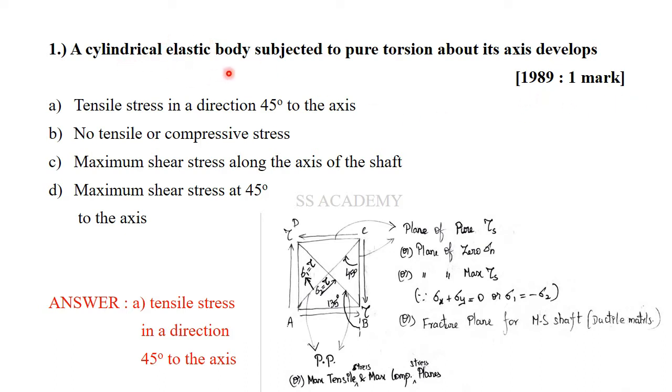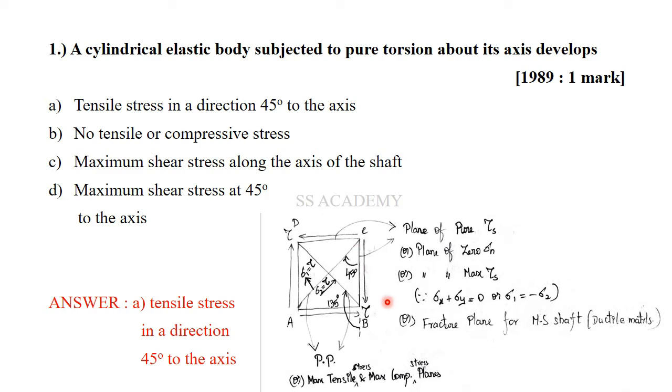Actually, a cylindrical elastic body means we can take it as a shaft, a cylindrical shaft. Subjected to pure torsion means pure rotation. In such a case, we can consider a point on the shaft which can be represented by this diagram. Here you can see tau refers to the torsional shear stress developed due to pure torsion. There will be only pure torsion. You can see there will be no normal stress acting on the shaft.